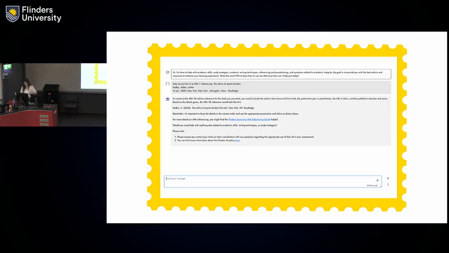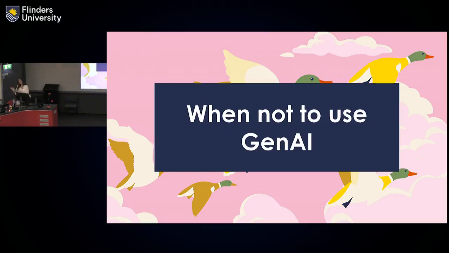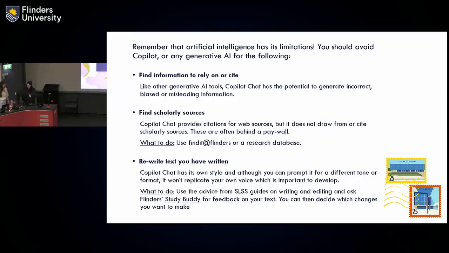All right, Heidi, do you want to talk us through when not to use AI? So AI is great for different things, not so great at other things, for some of the reasons we've talked about before in terms of the training data and how they work. These tools do have their limitations.